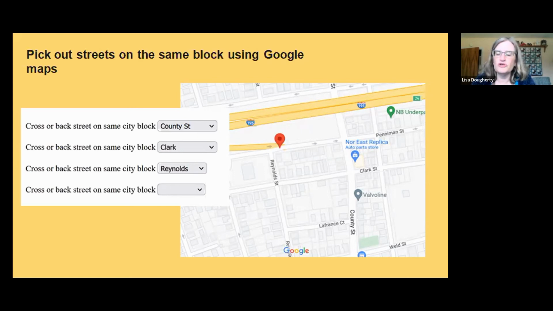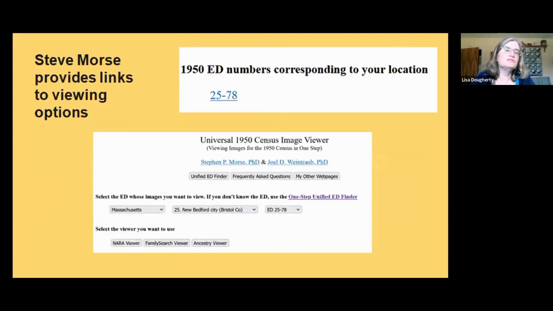So when we put all of those street names in, then it gives us the exact ED we're looking for, which is 2578. So that's what we're going to be looking at. We can then take the ED number of 2578 and go to the NARA website, the Ancestry website, or the MyHeritage website, and put that ED number in. That will bring up the entire ED for that area of New Bedford. It's going to be about 26 pages, but we can go through those 26 pages and try to find the exact address and the name of my father-in-law.